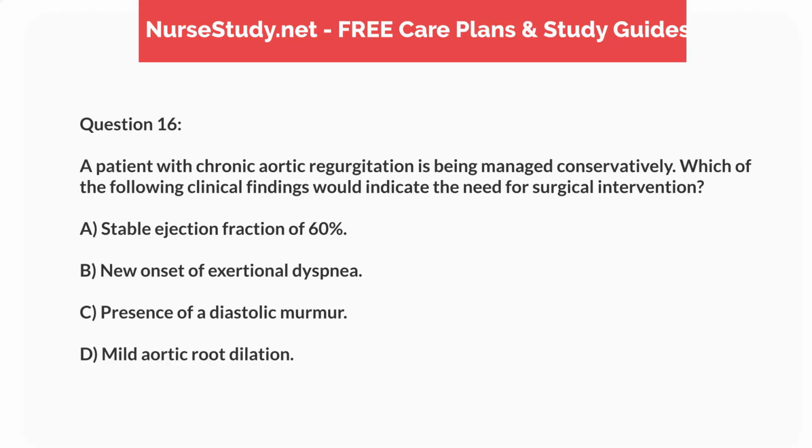Question 16. A patient with chronic aortic regurgitation is being managed conservatively. Which of the following clinical findings would indicate the need for surgical intervention? A. Stable ejection fraction of 60%. B. New onset of exertional dyspnea. C. Presence of a diastolic murmur. D. Mild aortic root dilation.